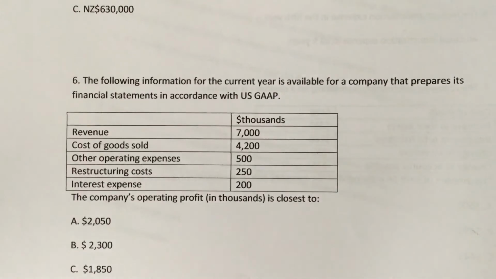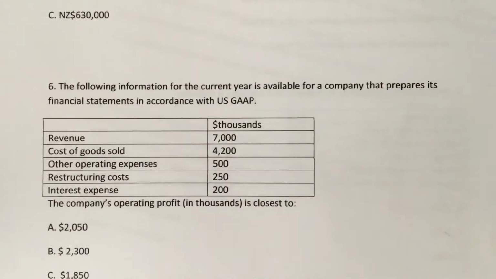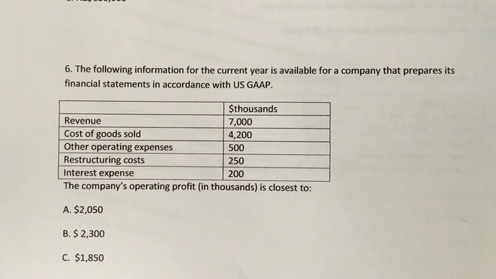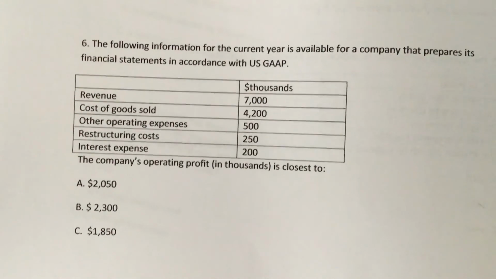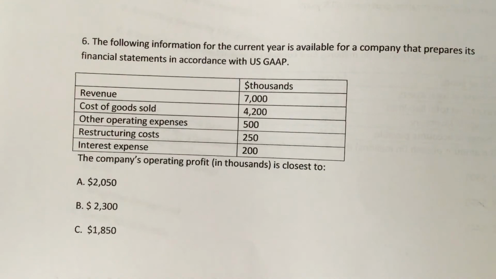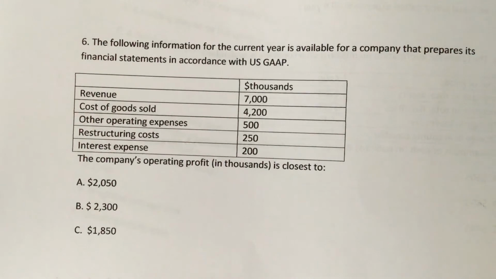Question 6. The following information for the current year is available for a company that prepares its financial statements in accordance with US GAAP. The company's operating profit is closest to.